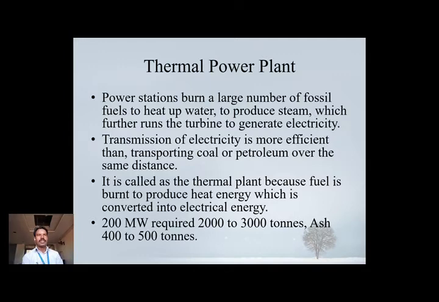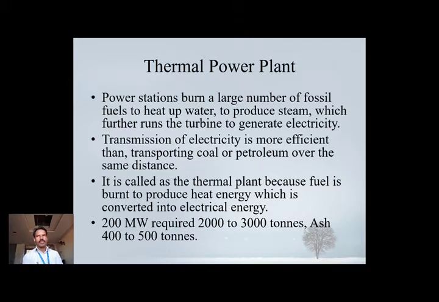We can transport electricity with the help of cables, which is very easy. If we use transportation means, we need additional cost expenditure to transport the product. So we need electricity. The formation of electricity is very easy. We can use coal. It is called a thermal power plant because the fuel is burned, producing heat energy which is converted into electrical energy. The main drawback is handling the ash.